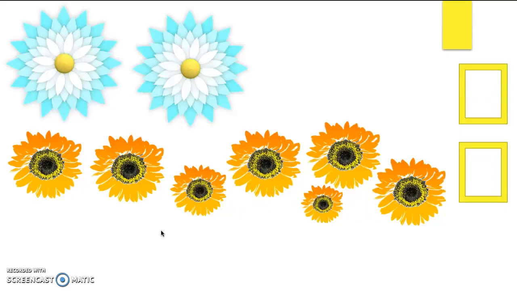Okay, well, I already gave the first one away, of course. 1, 2. So there's 2 of my pretty white and blue flowers. How many did you count for the sunflowers? Perfect. Did you count 1, 2, 3, 4, 5, 6, 7? Oh, wow. Excellent job counting. I was a little worried because they're different sizes.